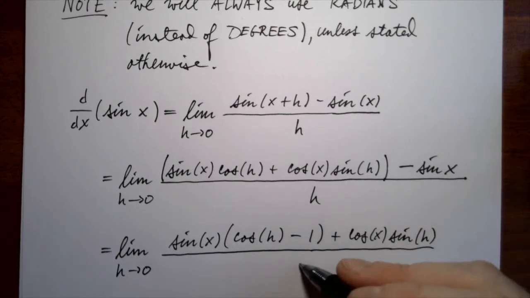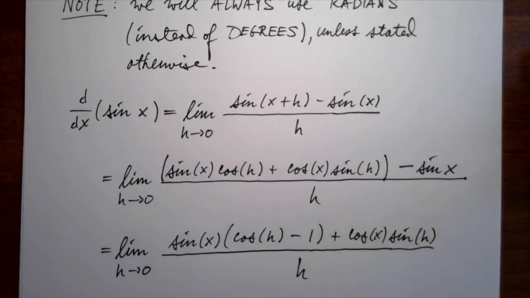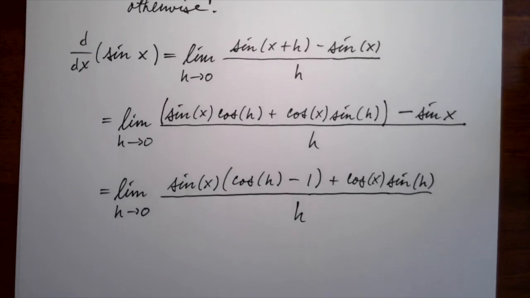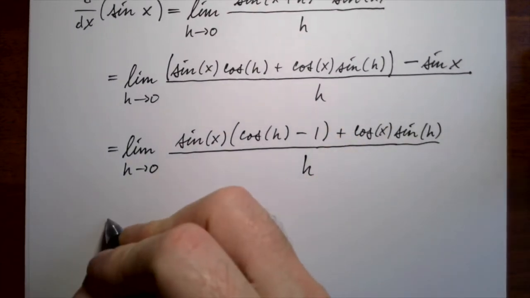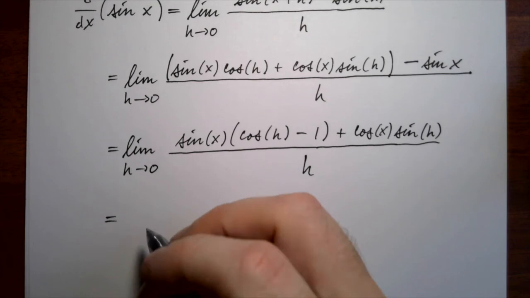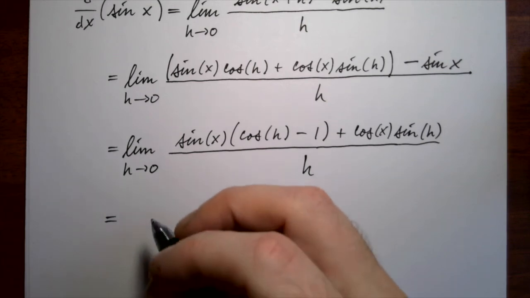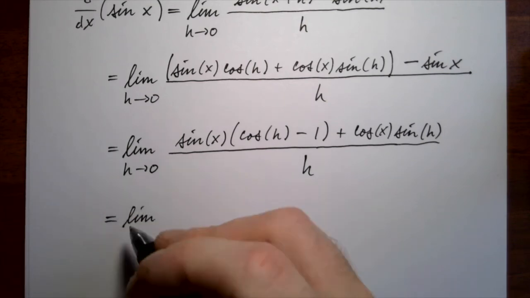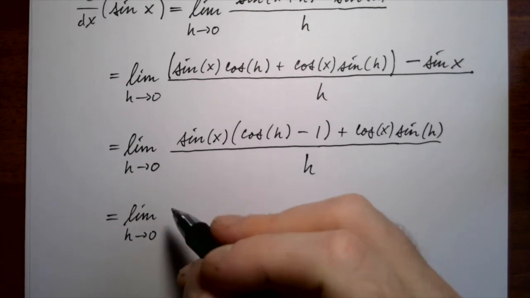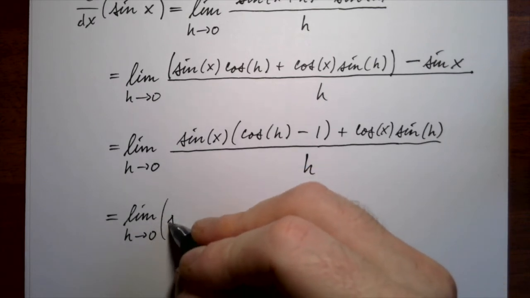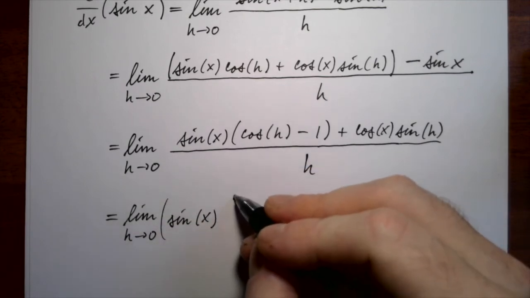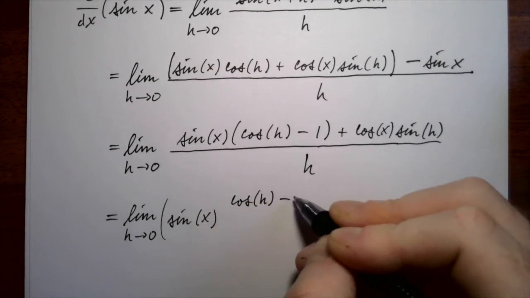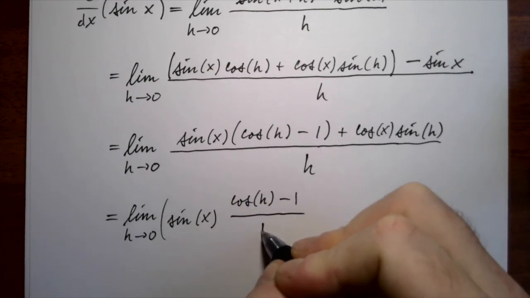Okay, very good. Now, remember, we can always split a limit of a sum like this. This is a sum of two fractions. We can split it up as the limit of the sum of each individual piece, provided they exist. So as long as the limits that I'm about to write down end up existing, we're going to be okay.